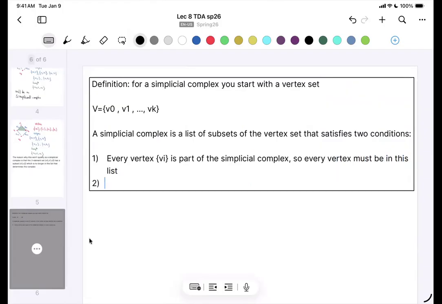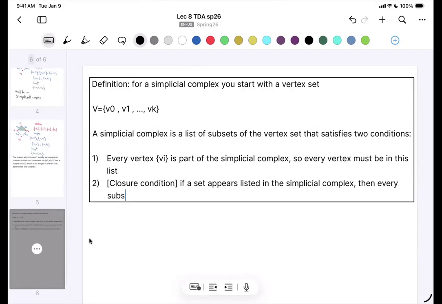And the second one, which is really what makes it an interesting definition, is this closure condition, which means that if a set appears listed in the simplicial complex, then every subset of it must be listed as well.